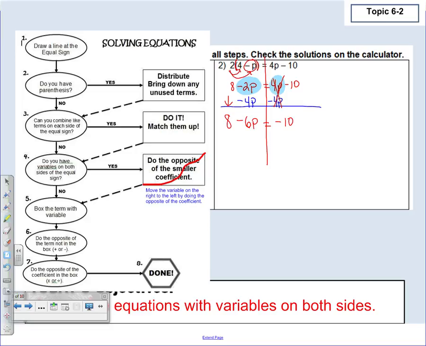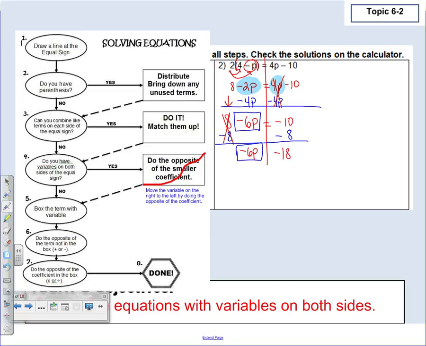Step 5 says to box the term with the variable. Our term with the variable is a negative 6p. Our variable is p. The coefficient that's with it is negative 6. Step 6 is do the opposite of the term not in the box. 8 is not in the box, but on the same side, we got to get rid of the 8. It's a positive 8, so the opposite would be negative 8. We're subtracting 8. 8 minus 8 is 0. We're left with negative 6p still in the box. And negative 10 minus 8 is a negative 18.